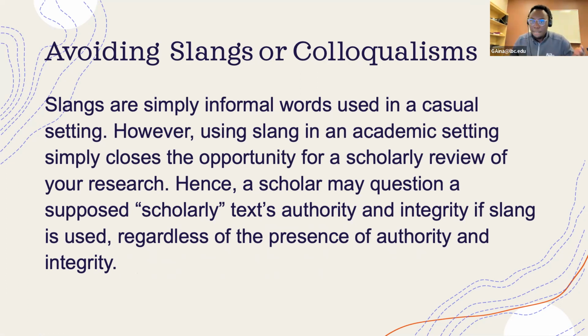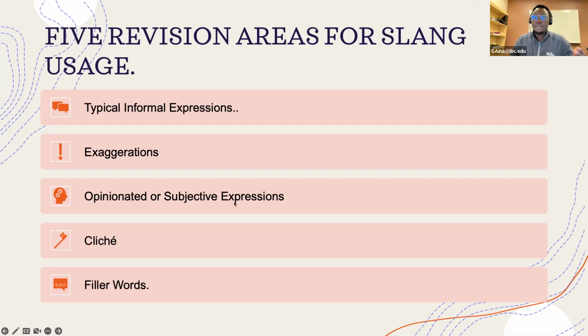There is one thing we also have to understand. There are 5 revision areas for slang usage. The first one is the typical informal expression. The second one is exaggeration. We have opinionated and subjective expressions, cliches, and filler words. So basically, you don't have to cram these terms or try to memorize these terms. Please don't. All I just want you all to understand is how to revise these kinds of writing errors. That's the aim here. So you don't have to memorize the terms.